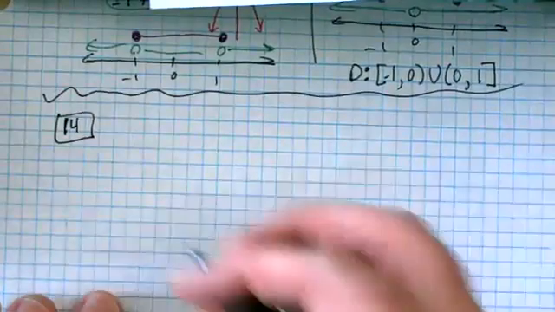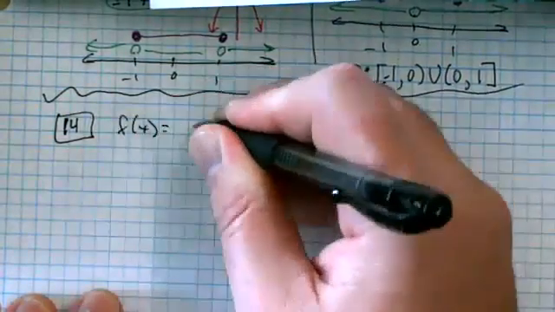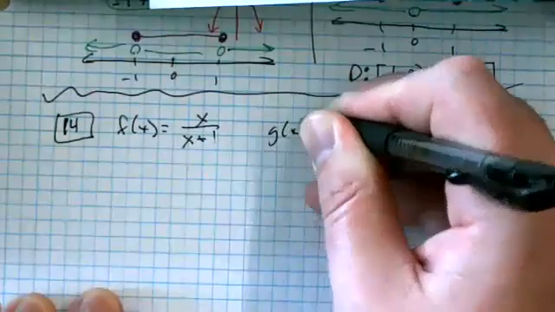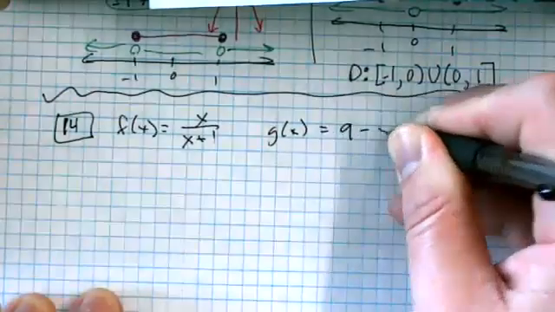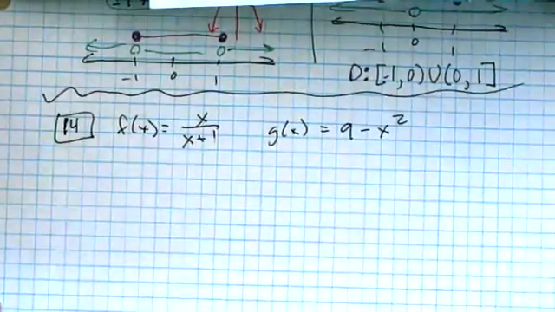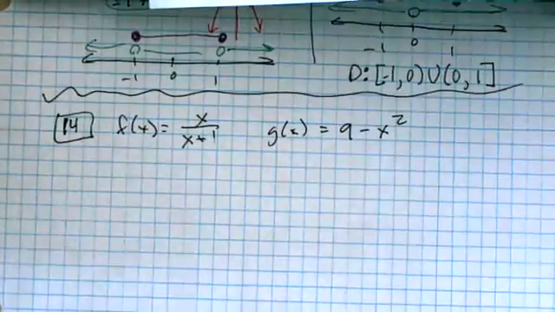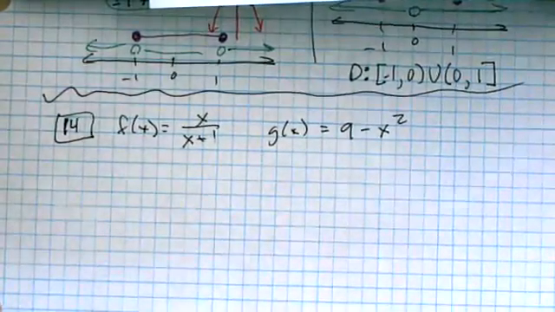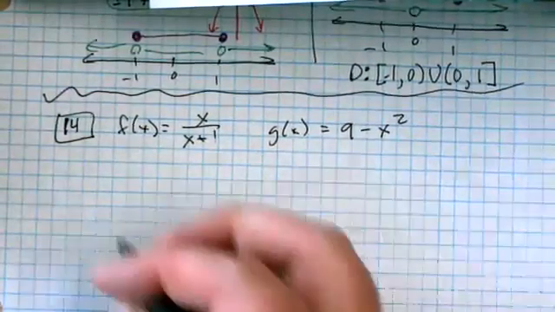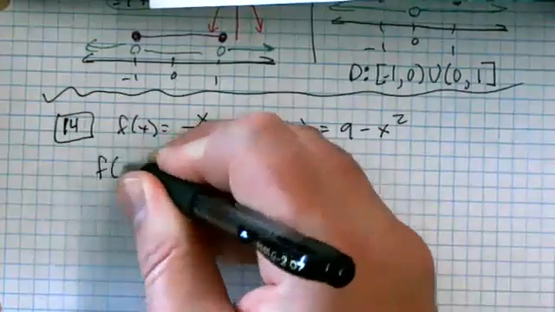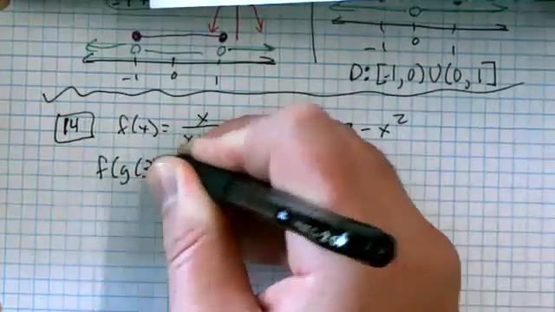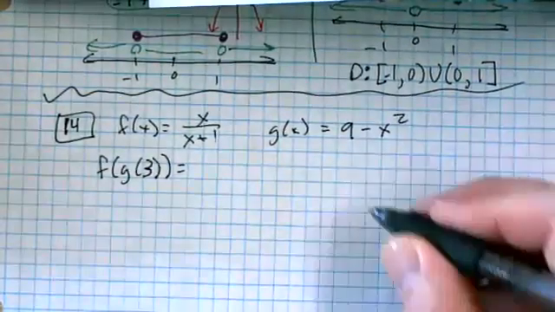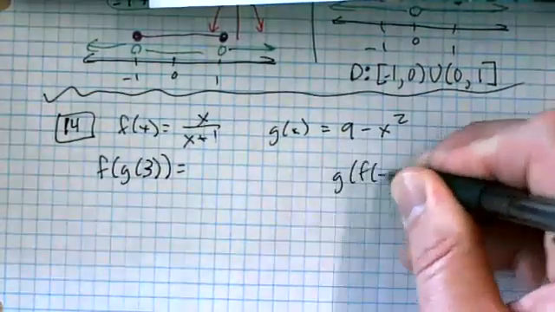So in 14, they defined f of x as x over x plus 1 and g of x as 9 minus x squared. And they want us to do what? They want us to find f of g of 3 and g of f of negative 2. I'm going to write this a little differently than they did. They wrote it with the little empty O thing. I prefer this notation. We're going to do that, and then we're going to find g of f of negative 2.